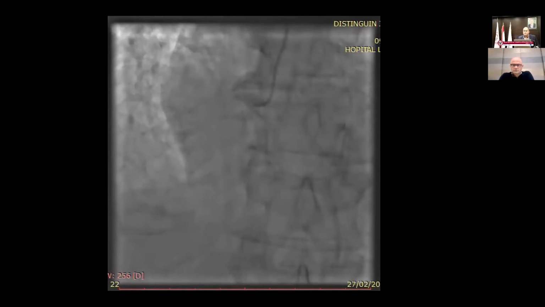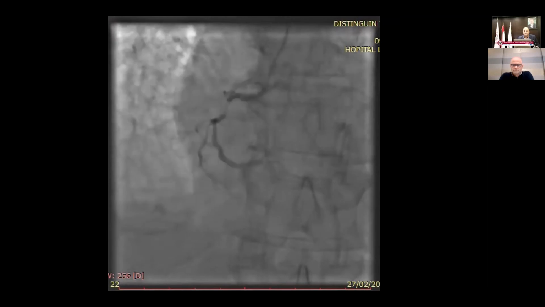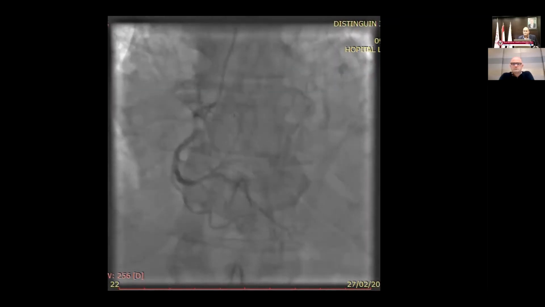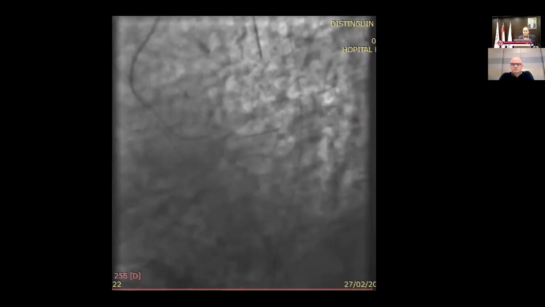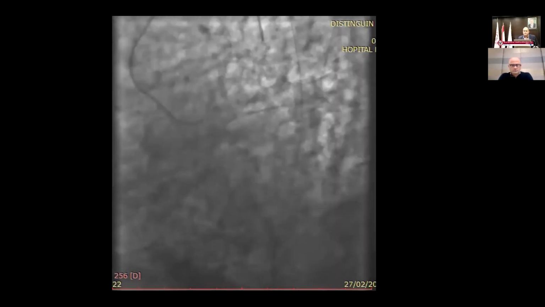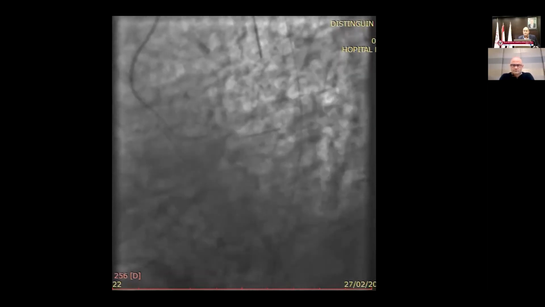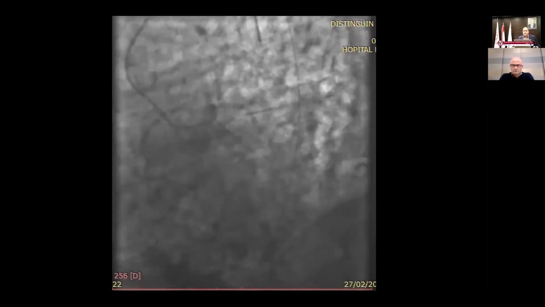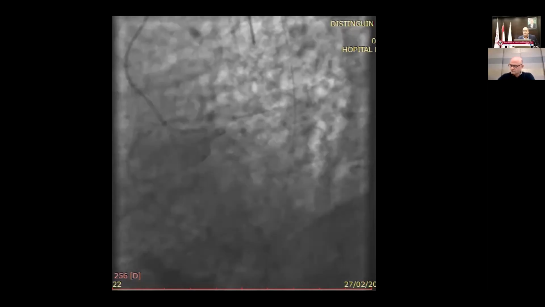So what shall we do in this context? This is another view. Excuse me. Okay. Here another view in caudal for the total occlusion of the circumflex, and we rapidly inserted an intra-aortic balloon pump by femoral access.